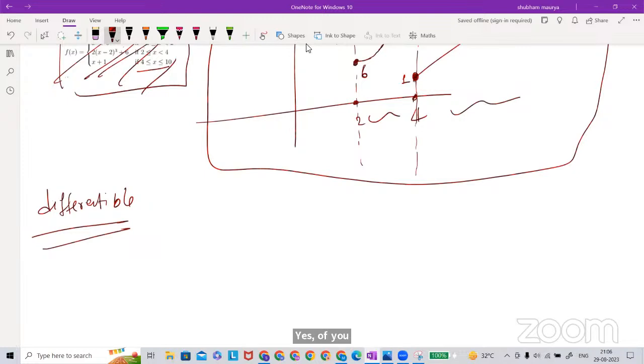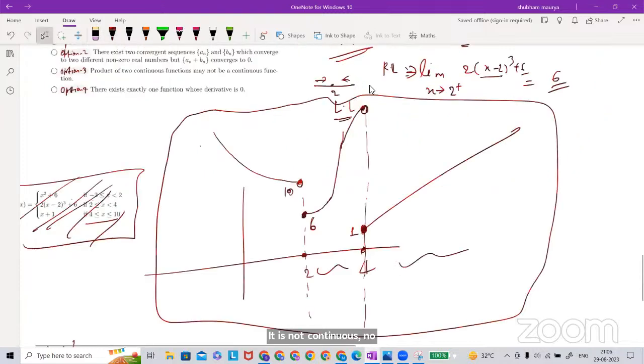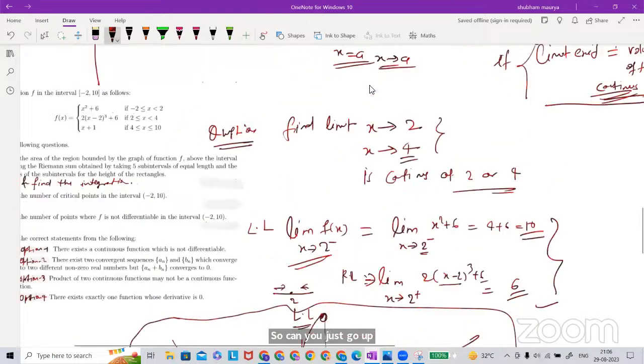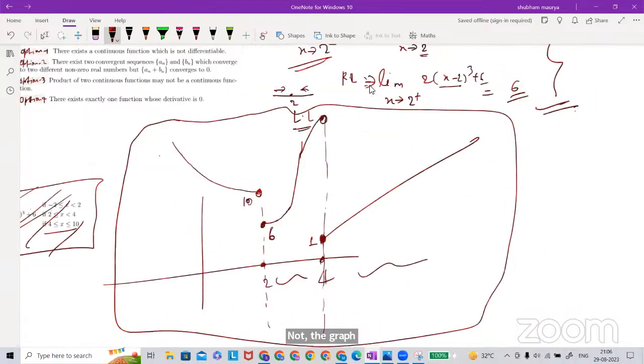Sir, in the previous diagram, one doubt. At 2, the function is continuous, right? At 2, it is not continuous, no? Here we verified, no? From the graph, even in the graph, at 2 it is not continuous, no? Why, sir? Okay, sir. Yes, sir.